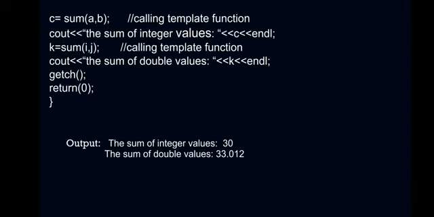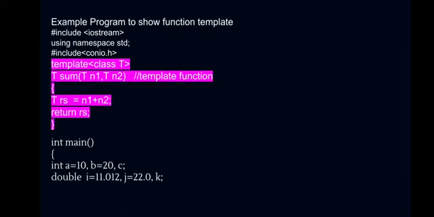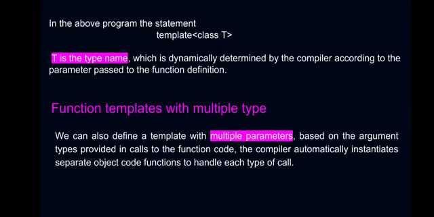Likewise, if I call the function with any other data type, then T is replaced with that data type. So here in this example, we have added two integer values and two double values, and so we have created a template function with one type. Suppose I want to take two generic variables, so that is also possible, that we can create function templates with multiple types. Multiple types in the sense I can take different types of arguments.